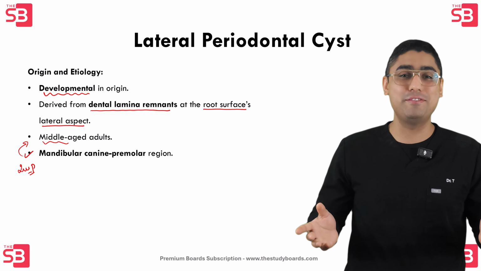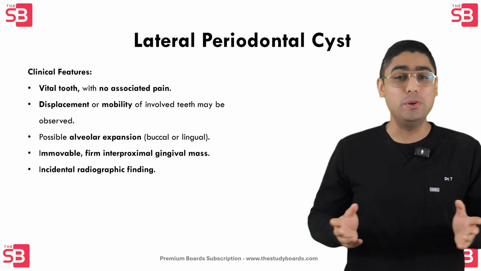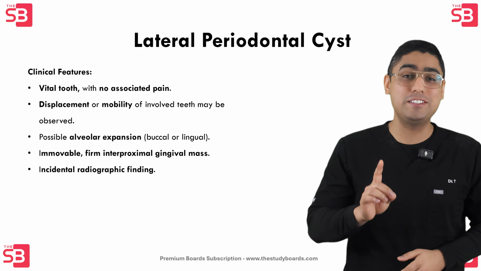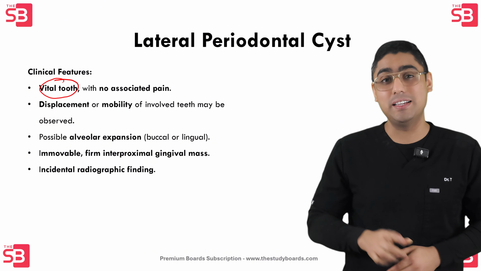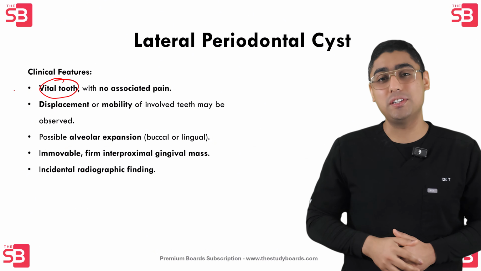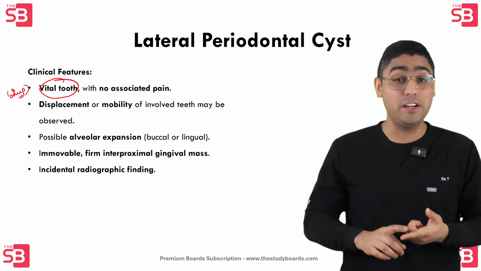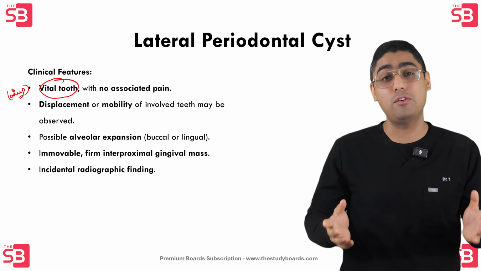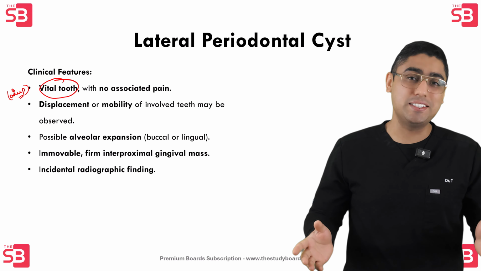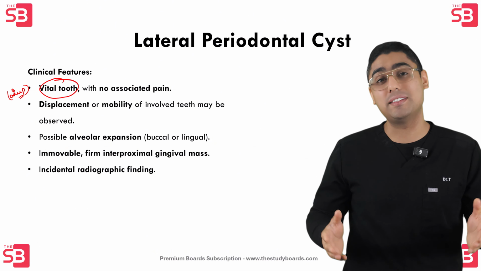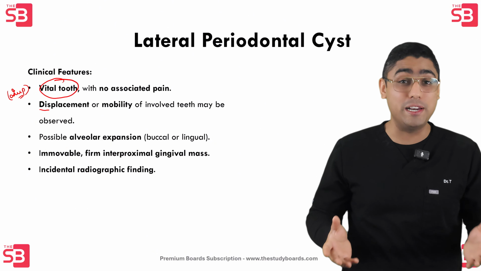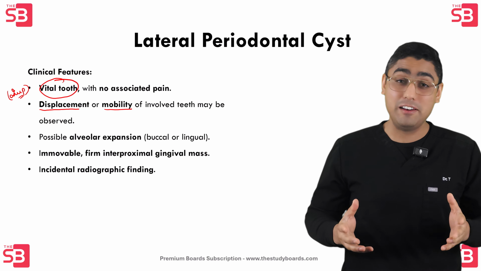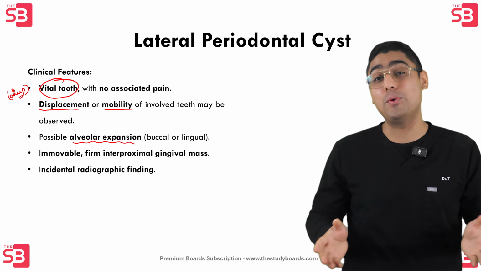Let's talk about the clinical features of LPC. Now do remember that a LPC is always associated with a vital tooth. This is a key distinguishing feature because many other cysts like radicular cysts are associated with non-vital teeth. Then there are some changes you can notice as the cyst progresses in size, like the displacement or mobility of nearby teeth, or even alveolar expansion in buccal or lingual direction.